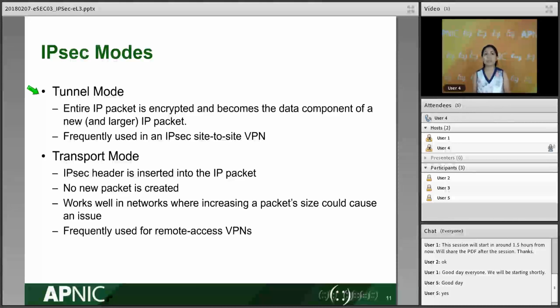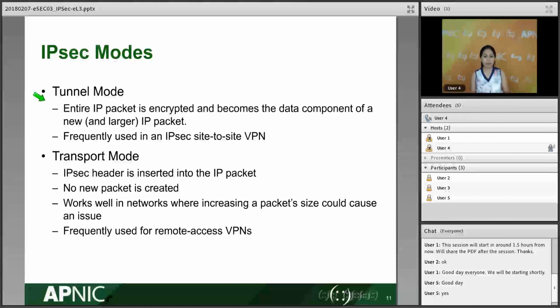The first is tunnel mode. Let's look at the use case first. It is frequently used in an IPsec site-to-site VPN. Remember earlier I told you there are usually two types of VPN, remote access and site-to-site. This one is for site-to-site, so if you're configuring it between two networks, you would normally use tunnel mode. Transport mode is frequently used for remote access VPN, so the client to server, client to router model would usually use transport mode.